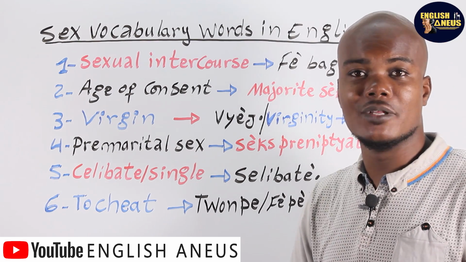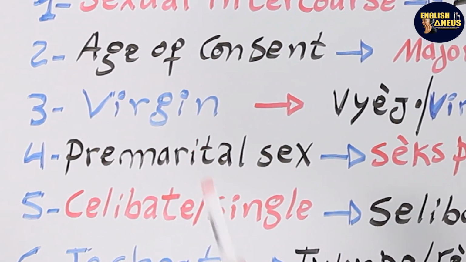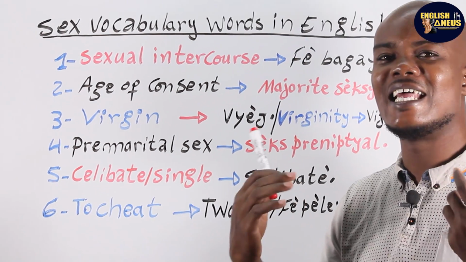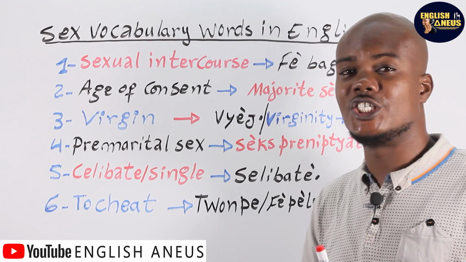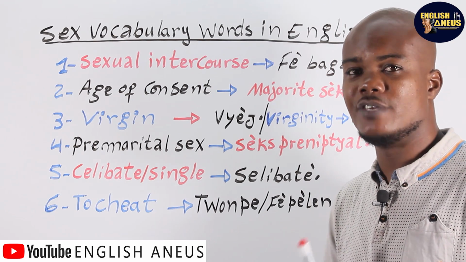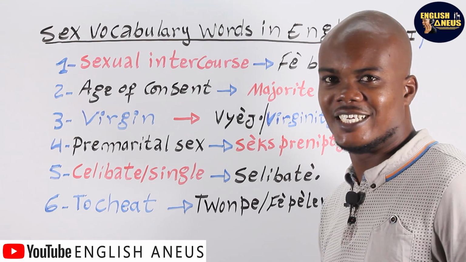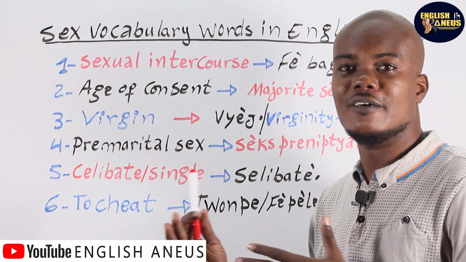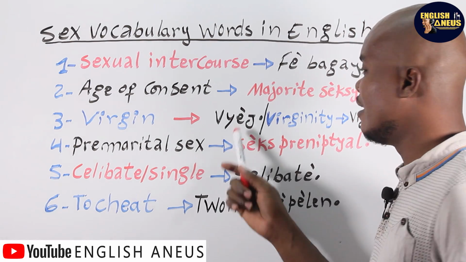And the third vocabulary for today is virgin. Virgin is someone who has never had sex. Virgin, c'est moun qui pa ko jam fait bagay. L'on dit un tel vierge, on dit he is virgin. Are you virgin? Virgin signifie vierge.